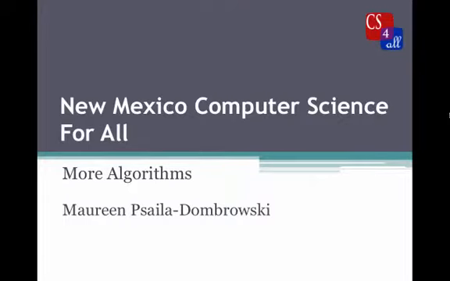In this presentation, we're going to explore algorithms further. We're going to look at algorithms applied to two separate problems.